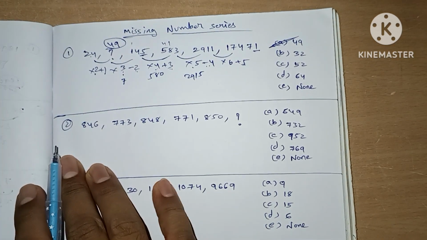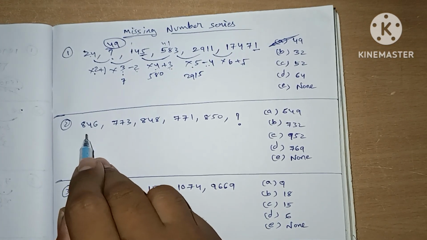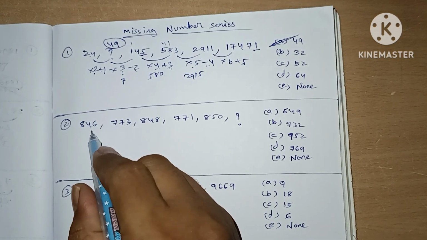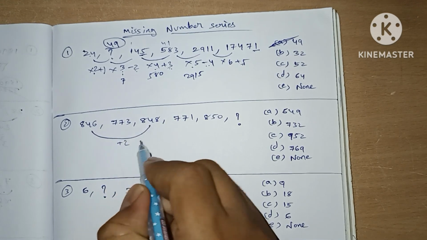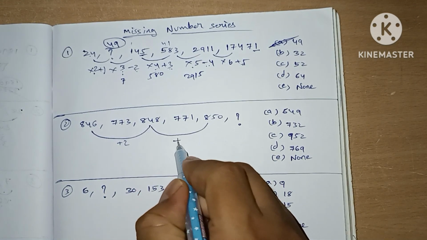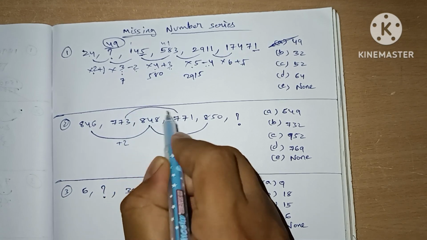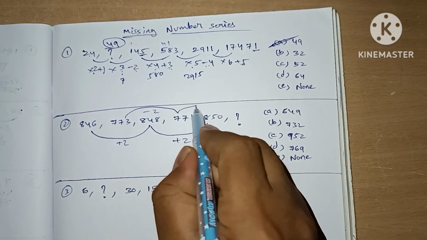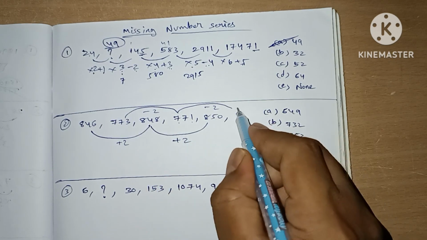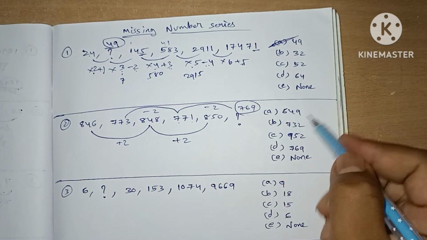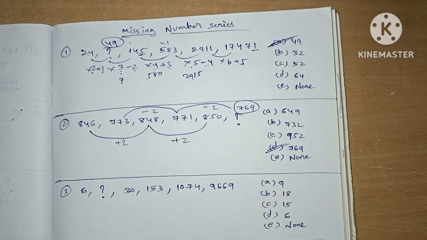Next question. Here we need to see that these have plus 2 and it has plus 2. Here we have minus 2. So the next one must be minus 2, which will be 769. 769 is our answer. Option D is our answer.